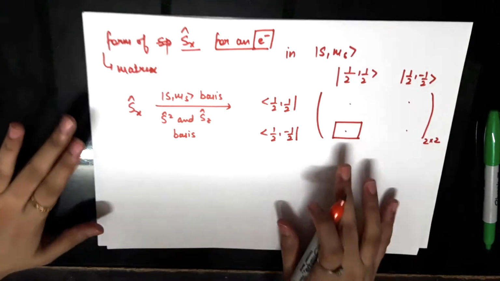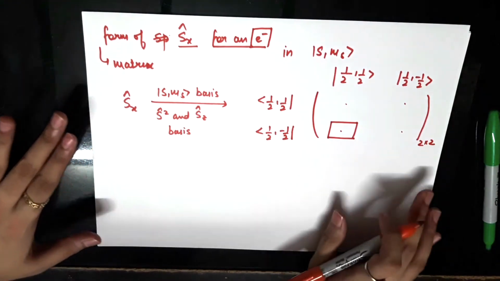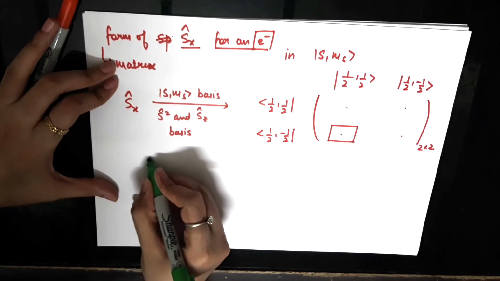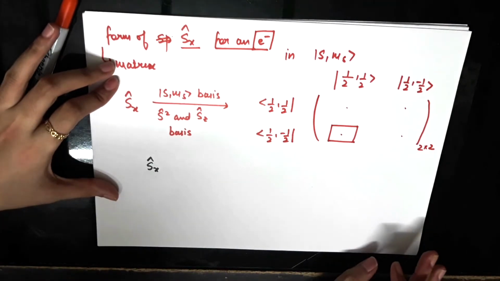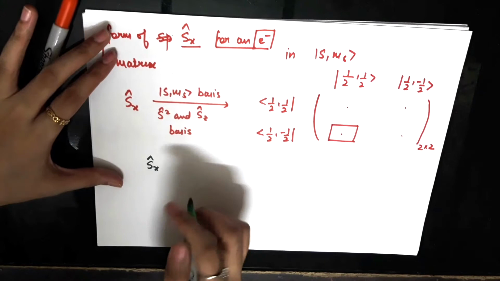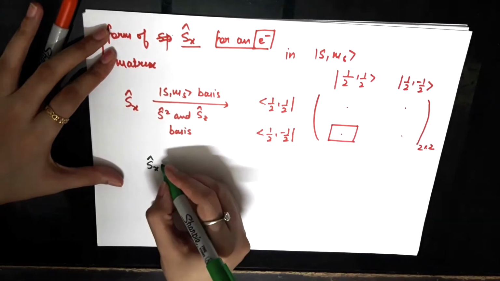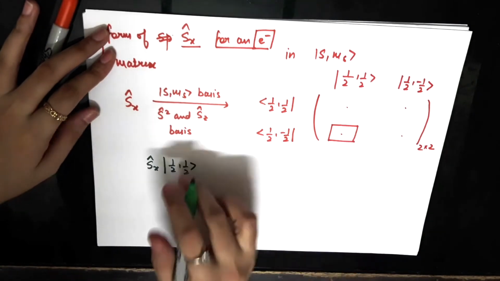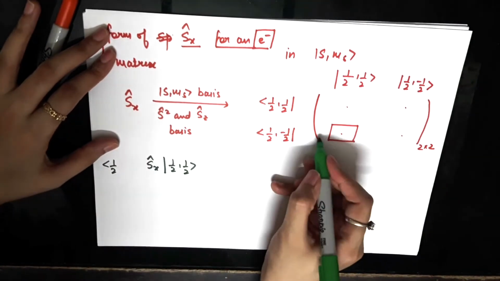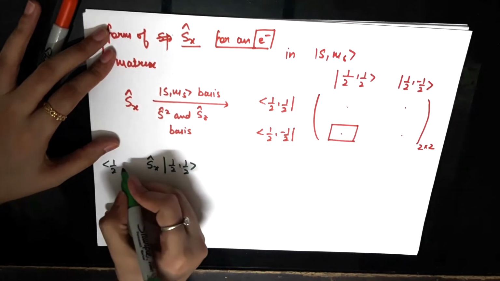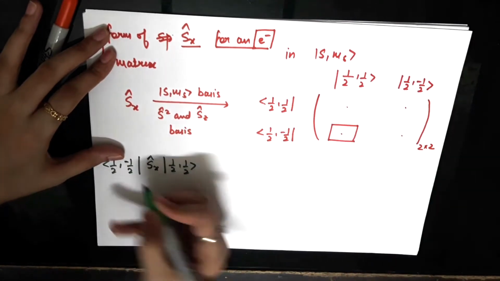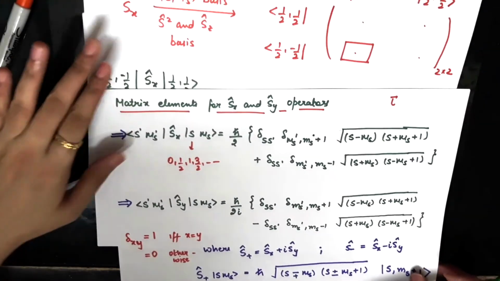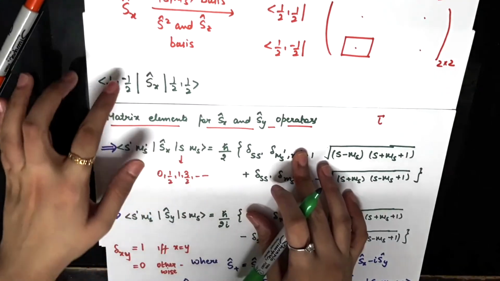Let's just do this computation. I want to calculate the matrix element for the Sx operator, and the specific matrix element that I am interested in is this matrix element. The column label goes as a ket, so this is half half, and the row label goes as a bra, and this is half minus half here. So this is precisely the matrix element that I am interested in, and it resembles this form.